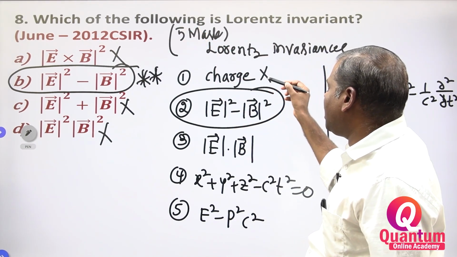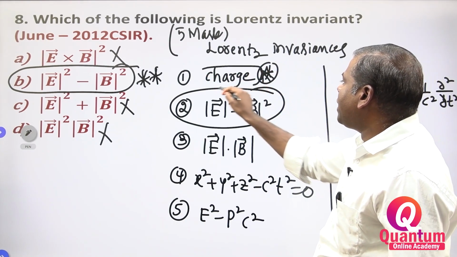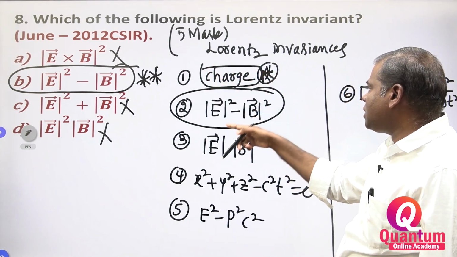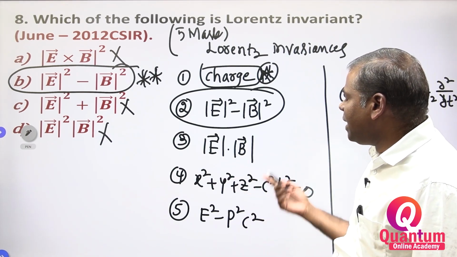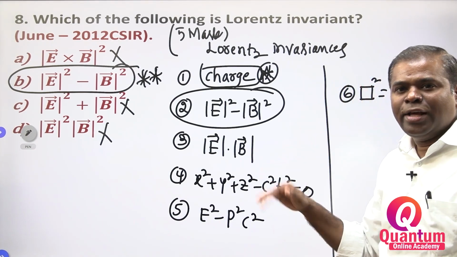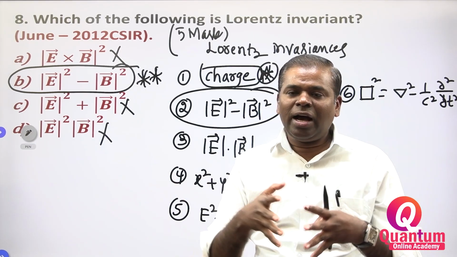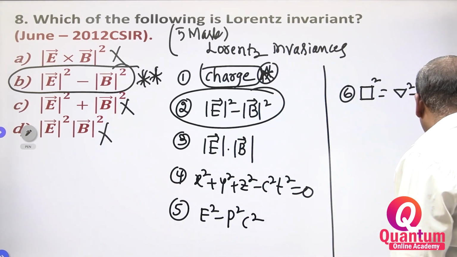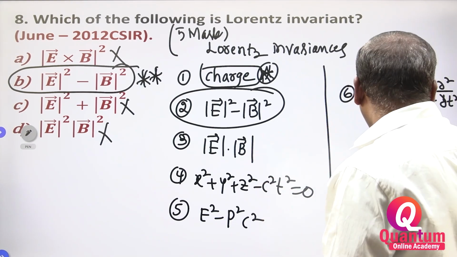Sometimes in some GATE examinations they ask what is the Lorentz invariant: charge, or electric field, E dot B, or this one. Please remember this. Not only this, a total of 10 are there. Those things I will give. If you join my coaching institute, I will give all the Lorentz invariant quantities. Clear? This is under Lorentz invariance. This is the 8th one.